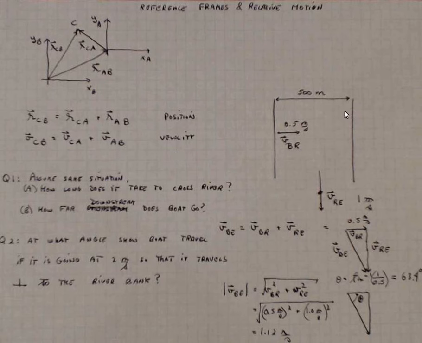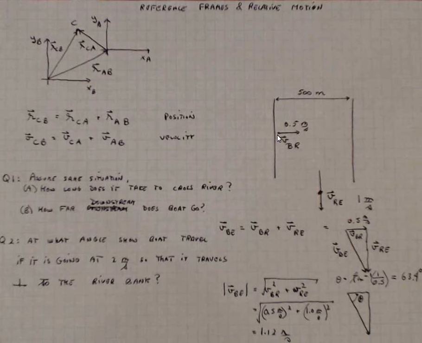So to show you an example of this, let's say that we had a river. Okay, so here's the river flowing down in my picture. Let's say it has a velocity V_RE. E means earth, R means river, so this is the velocity of the river relative to the earth. Let's say it's 1 meter per second down. So in arbitrary units, I'm drawing the river flow being downward.